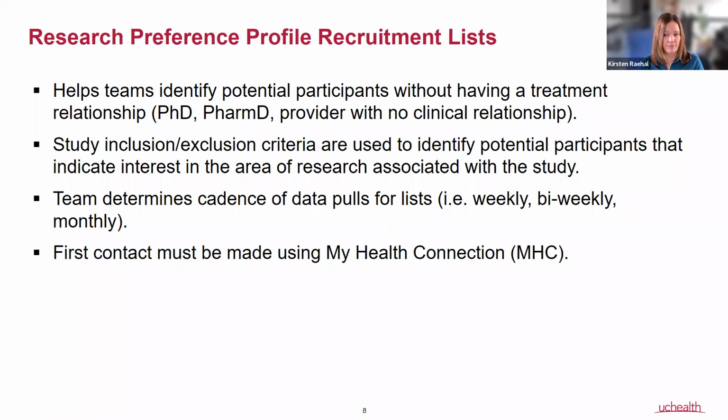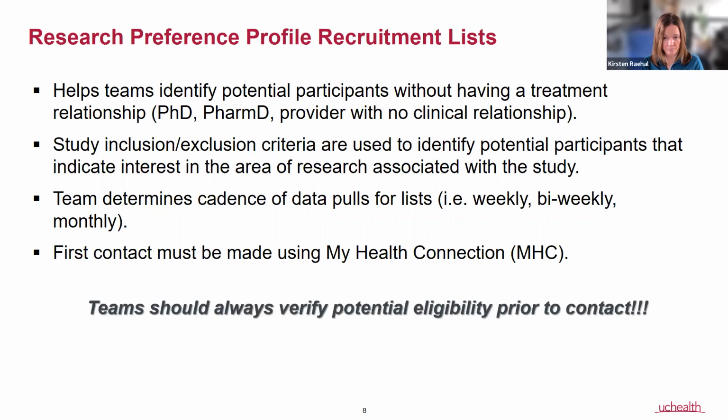Again, to reiterate, that first contact must be made using My Health Connection. So if you get a participant on a list, you're going to send that recruitment script through in-basket messaging to make that first contact. And then second and third attempts to contact them can be made using any IRB-approved recruitment method.